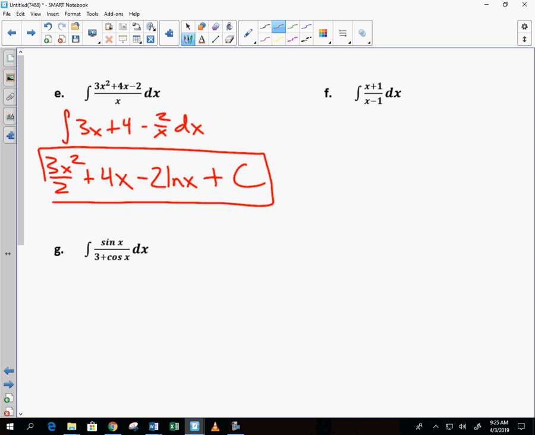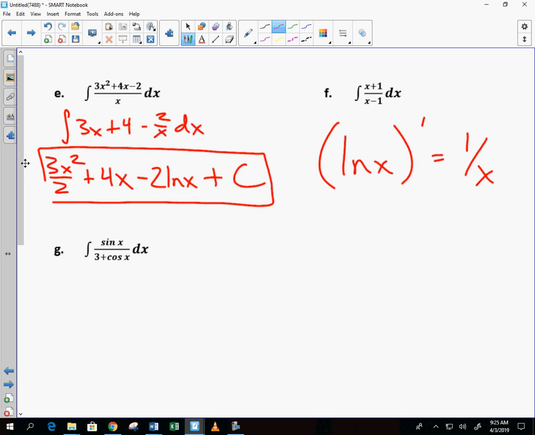What's the antiderivative of 1 over x? All right, let's help Gigi out here. Gigi, what's the derivative of natural log of x? Right? So therefore, the antiderivative of 1 over x is natural log of x.